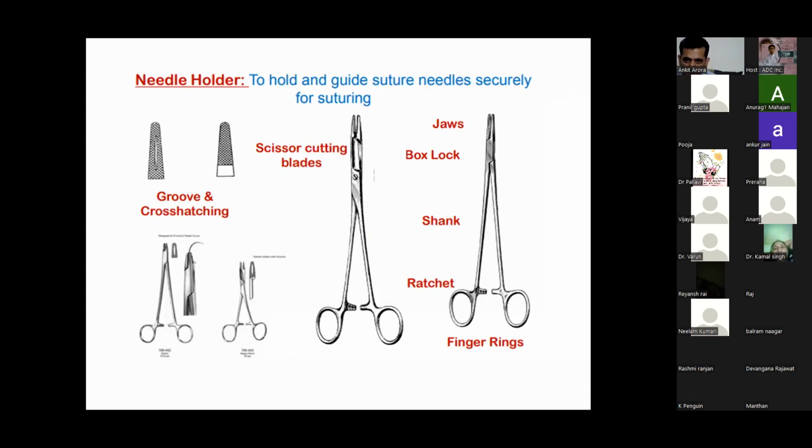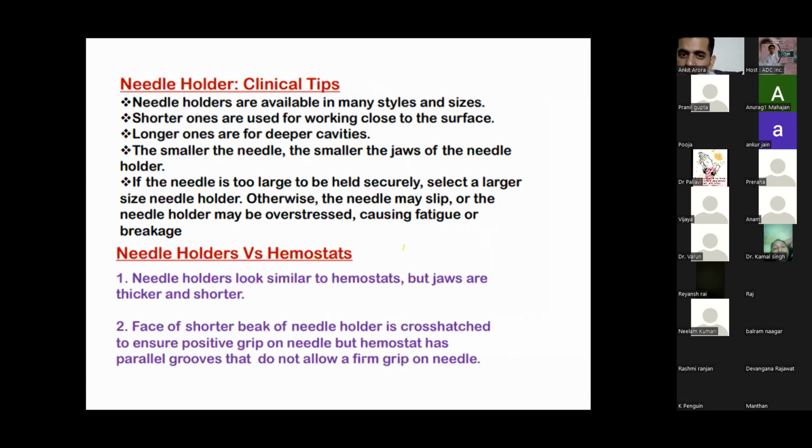Okay, the needle holder basically should have a groove and cross hatching and a scissor cutting blade. You can use the jaws like that. Basically a long needle is more preferable in such cases, so that you can go there and you can see it there, right?